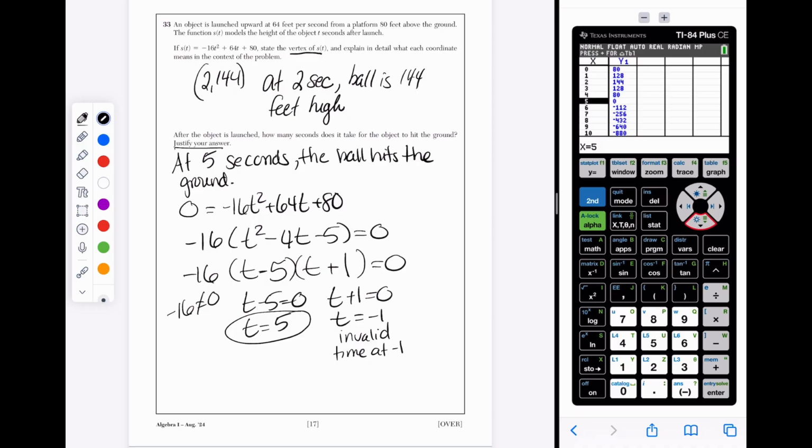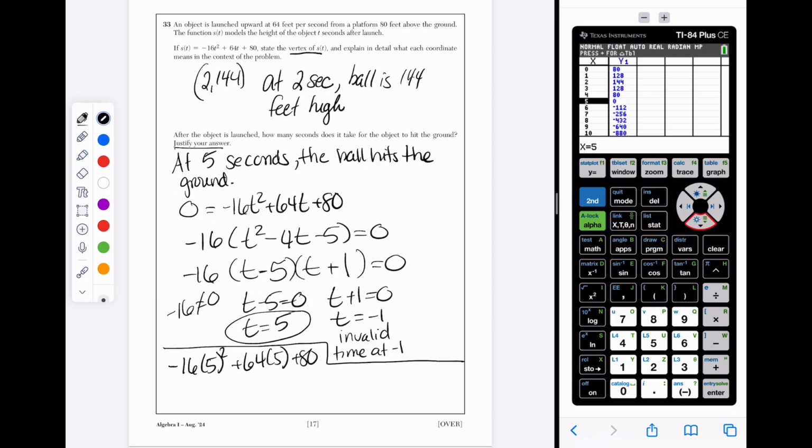And then you can sub in and show that it actually works. So you can actually do negative 16 times 5 squared plus 64 times 5 plus 80. You can show your work and actually test it out.